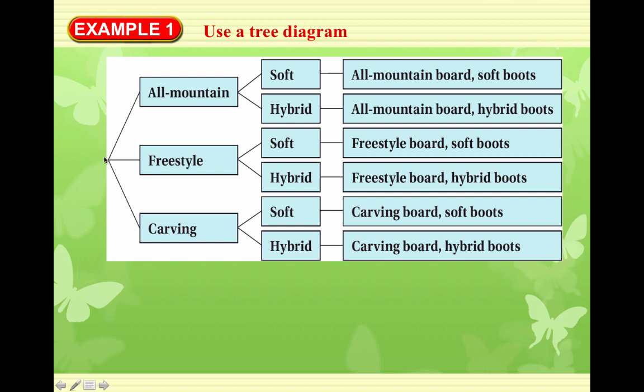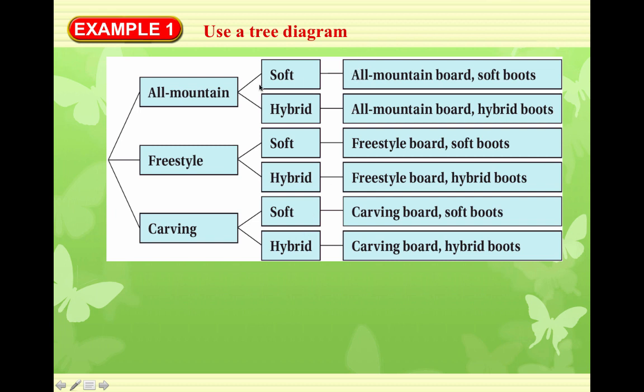So you start off and you list all possibilities for your first choice. I've got 3 options for that: all mountain, freestyle, and carving. And then, so we've picked our board, now we need to pick our boot. At this point we need to decide if we want soft or hybrid. And you have that soft or hybrid choice for each one of the boards. Doesn't matter which board you have, you're not restricted on which boots you can get.